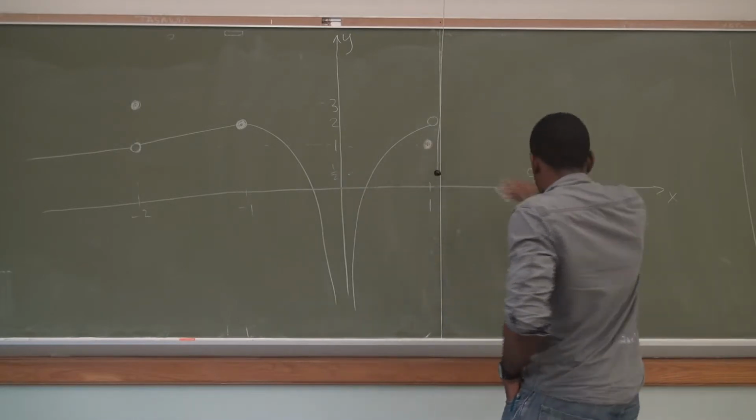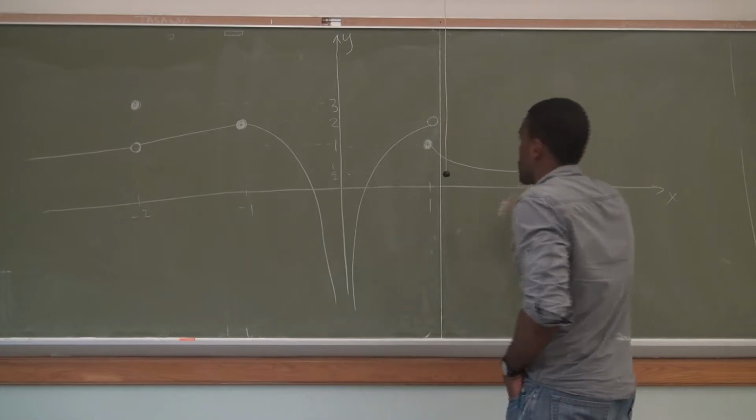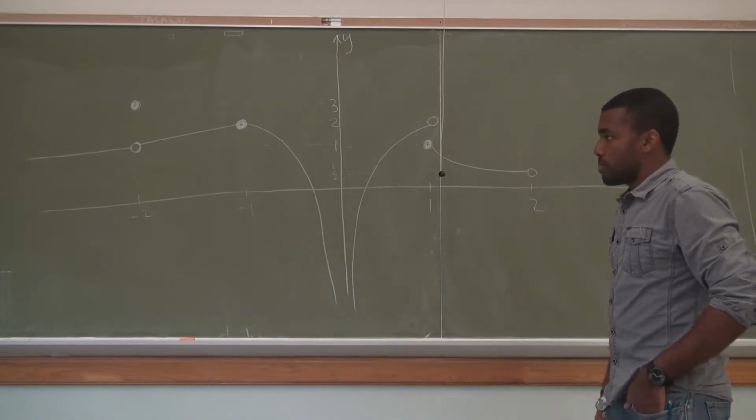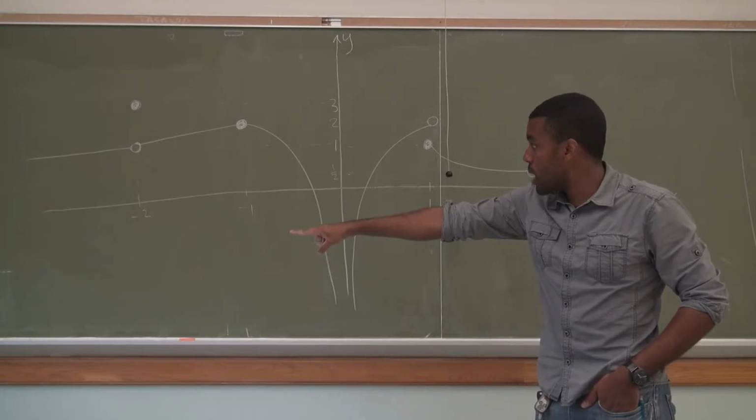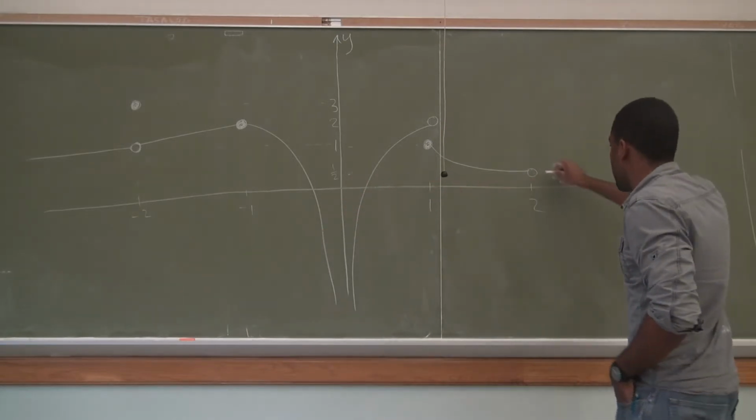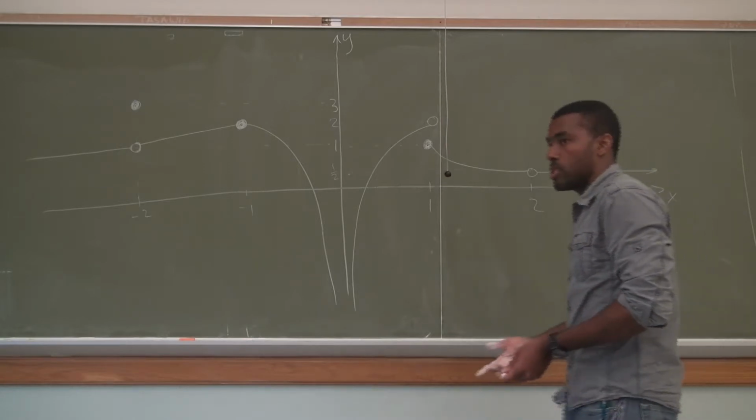And then I just draw that sort of curve. Now, after that, for greater than 2, I'm just equal to the constant value 1/2 forever. So this is what the graph looks like.